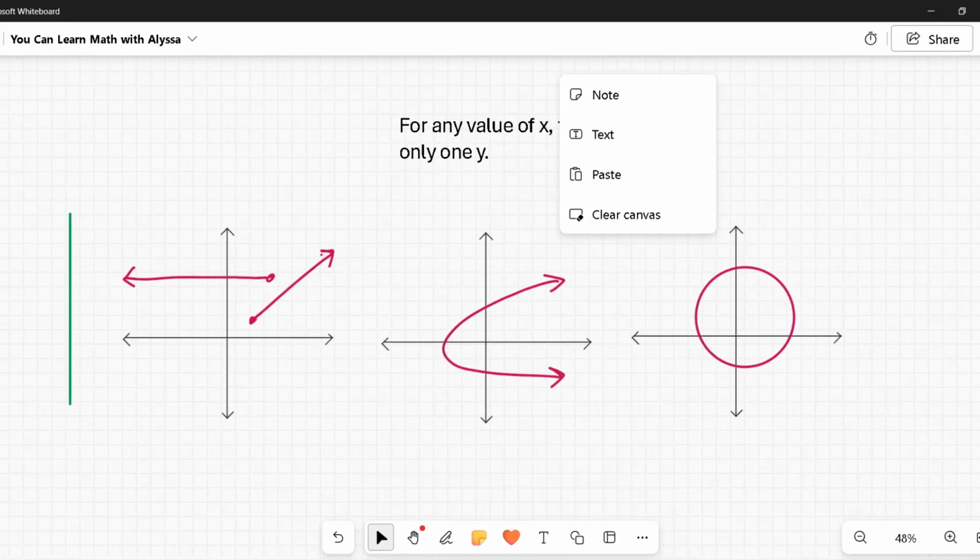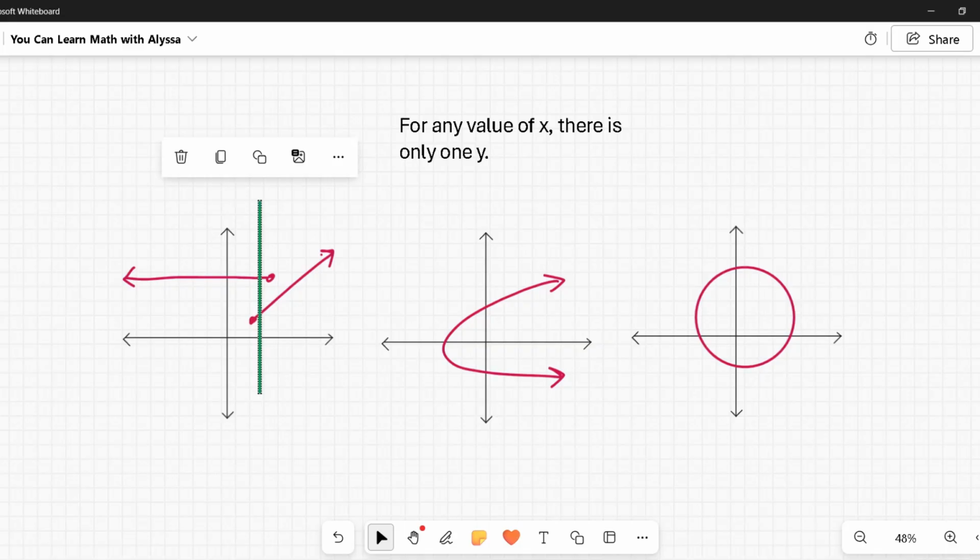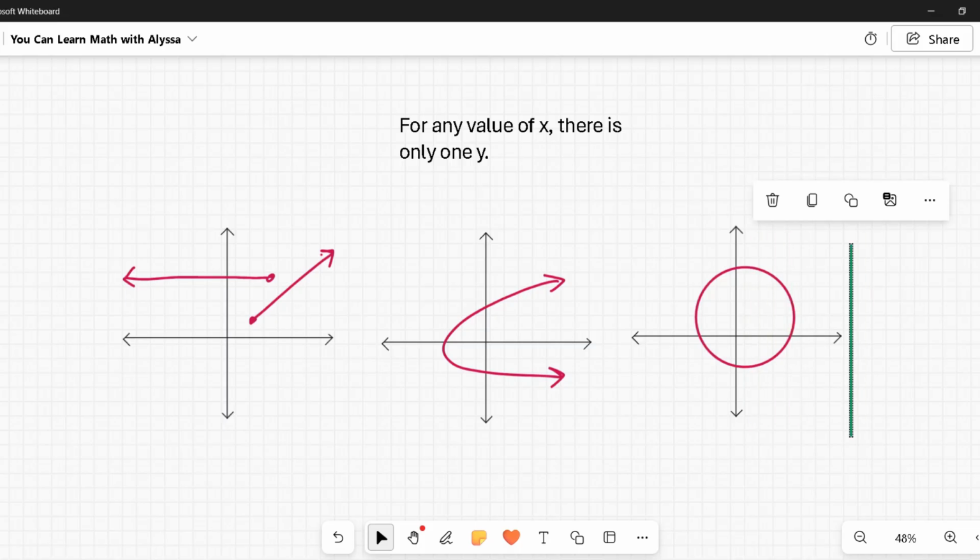Here are some ones that are not functions. If I drag it across this first piecewise function, right there, I have two locations where it's crossing. It only has to happen once. It doesn't have to happen the whole way through. Same here, it's crossing at 2 points, multiple locations, and also same with the circle.